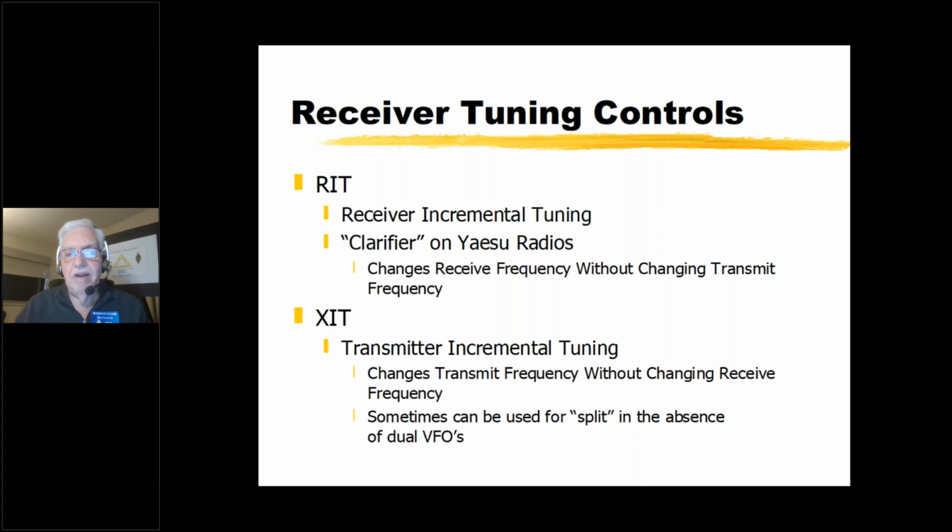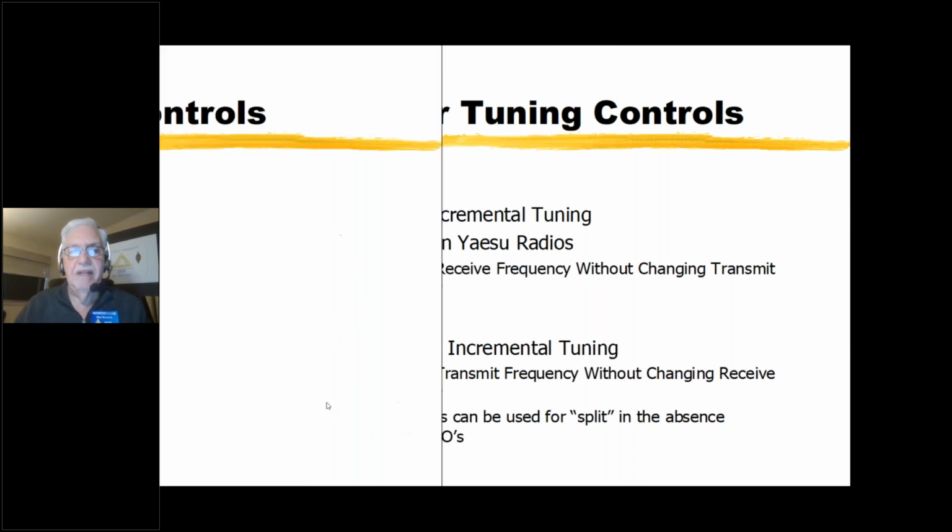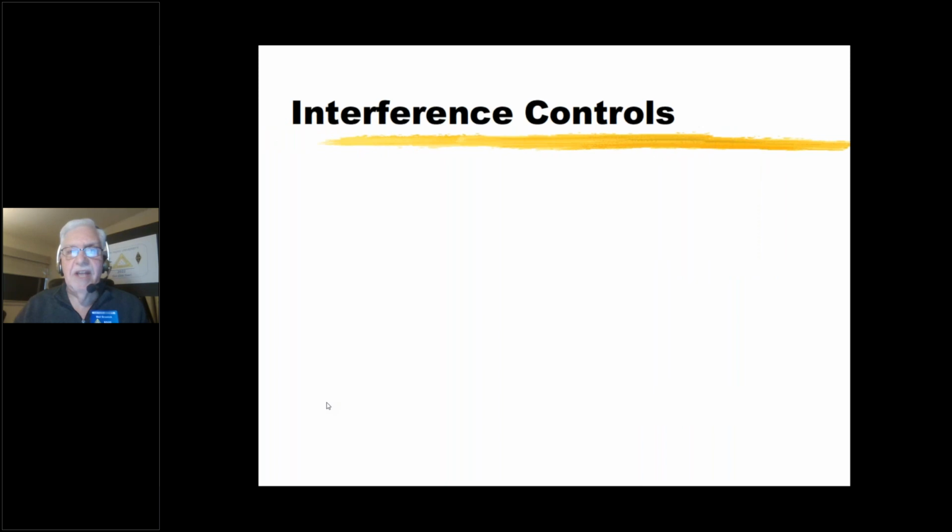XIT, transmit incremental tuning, does the reverse. It lets you change your transmit frequency without changing your receive frequency. And what will happen there is you can use that for a split in the absence of a second VFO.